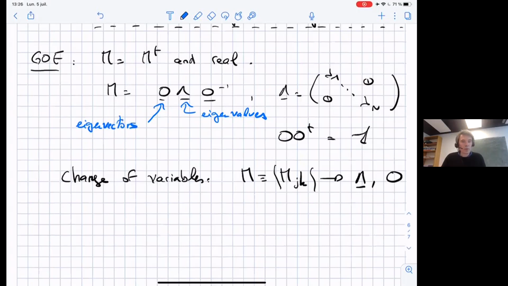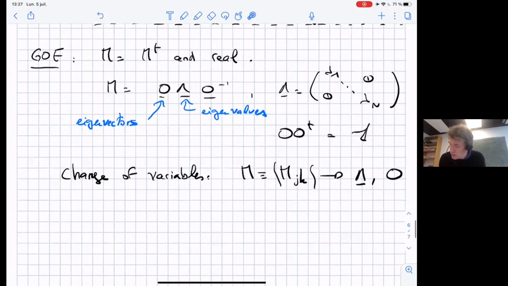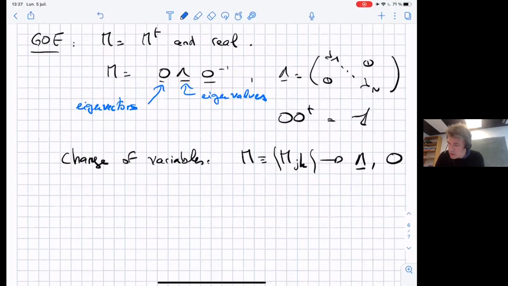I guess you remember your course on standard linear algebra that you just construct the matrix O by just putting inside the coordinates of your eigenvectors. Okay. So the idea, conceptually, is relatively simple, I think, that instead of having a probability measure on the M_jk, you really want to go to this lambda and O thing.